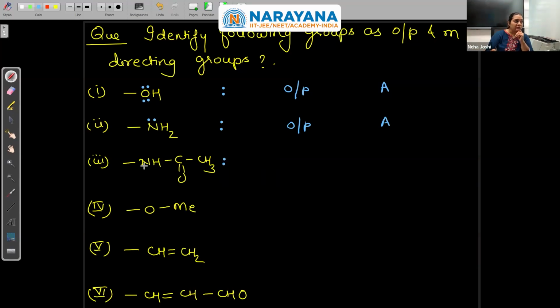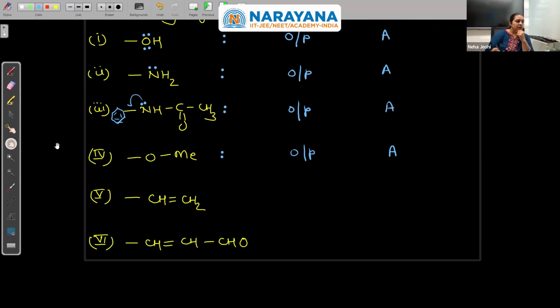Now, how we are doing? We are imagining as if this is connected to benzene, and there what effect is being done by these groups. Okay, so if NHCOCH3, then I'll say it is orthopara and activating. OMe, orthopara and activating. Correct?